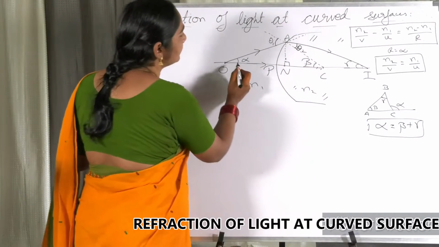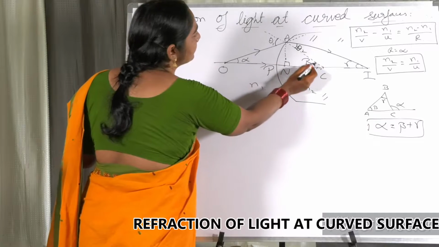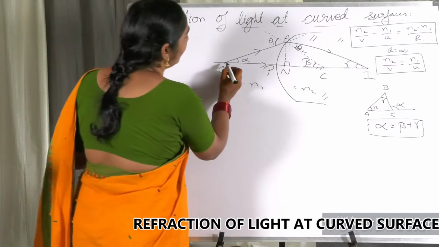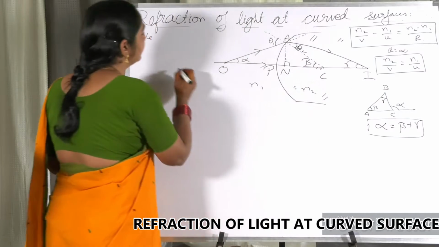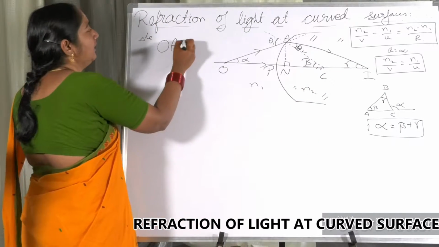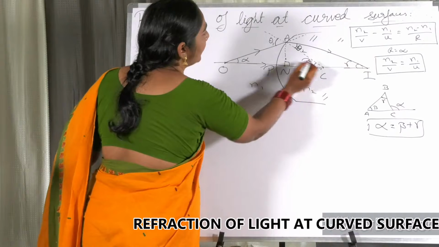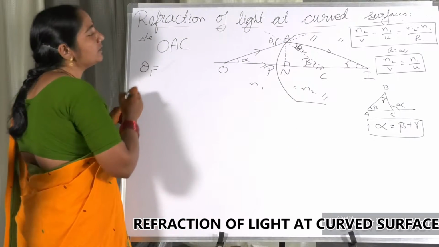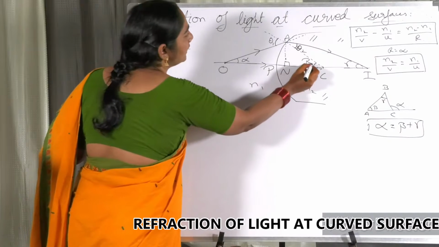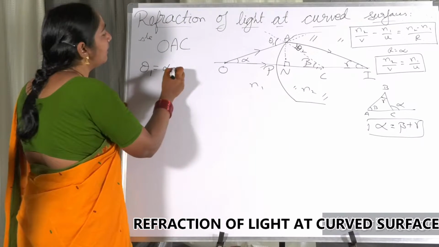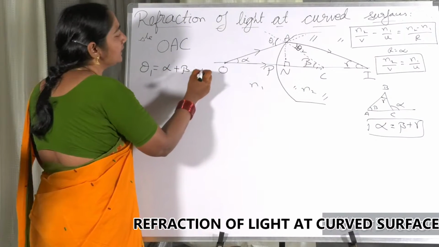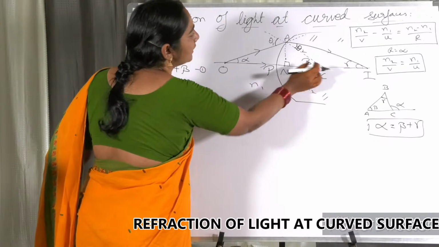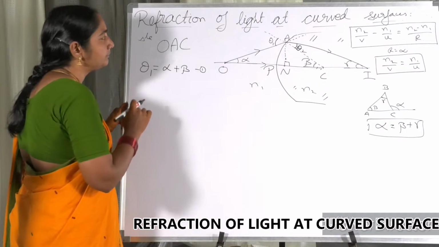So now my dear friends, consider the triangle OAC. In this particular triangle, theta 1 is an exterior angle, which is equal to the sum of the interior opposite angles. That means theta 1 equals alpha plus beta. This is equation number 1. So, exterior angle is equal to the sum of the interior opposite angles.